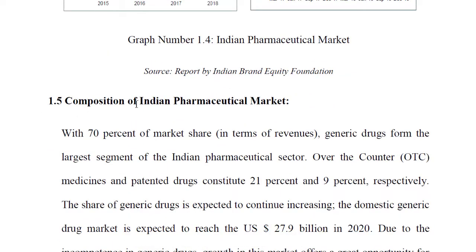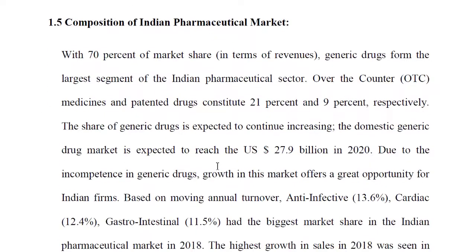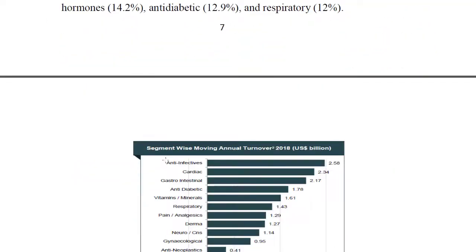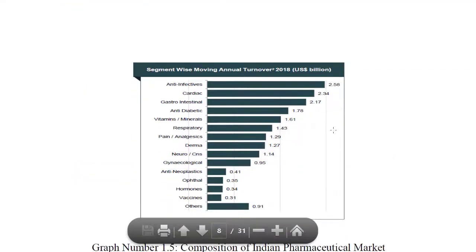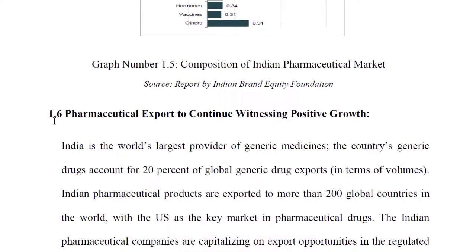1.5 is composition of Indian pharmaceutical market. It talks about the composition of the market, which is also illustrated here in the graphical format. 1.6 specifically talks about the pharmaceutical export to continue the witnessing positive growth.